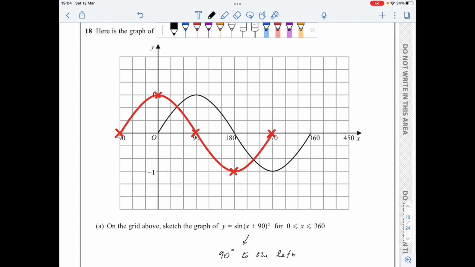Now note that the final graph, the red one, should be between 0 and 360. So I don't need this part here, but I need this extra part between 270 and 360. Something is missing from there. Now to figure out what's missing, basically I have to continue my graph. So this part should actually be here. So let's erase from the left and redraw to the right. So this is how the final graph should look.